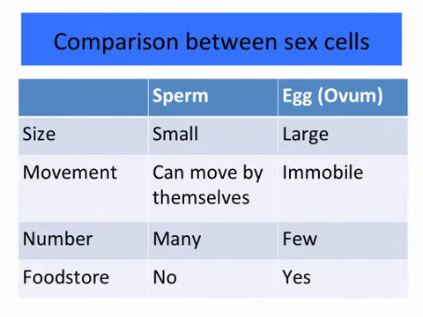And here are the answers. The sperm is much smaller than the egg, or ovum. The sperm can move by itself, but the egg is immobile and just sits and waits for the sperm to come along. There are many sperm produced, whereas only a few ova. And the sperm does not have a food store, but the ova does.